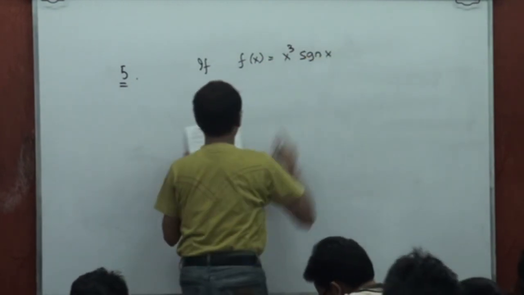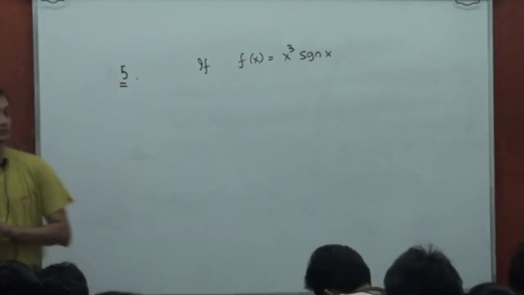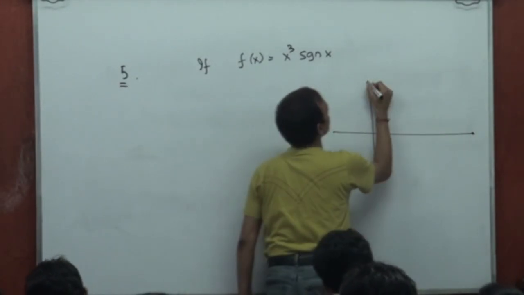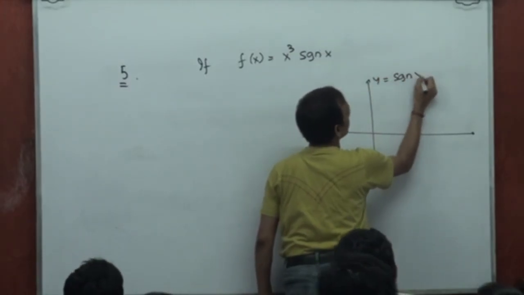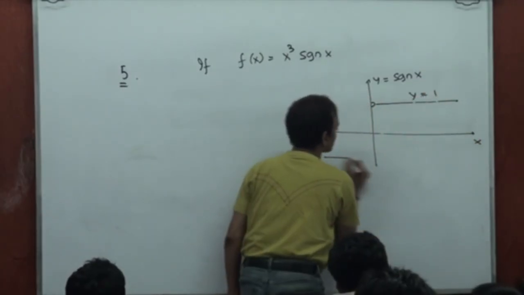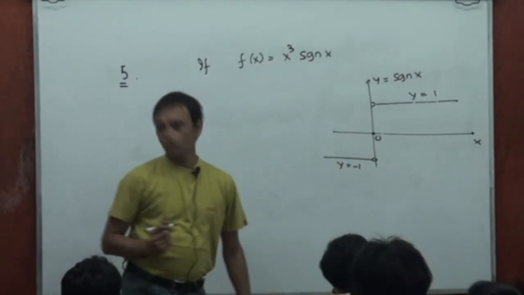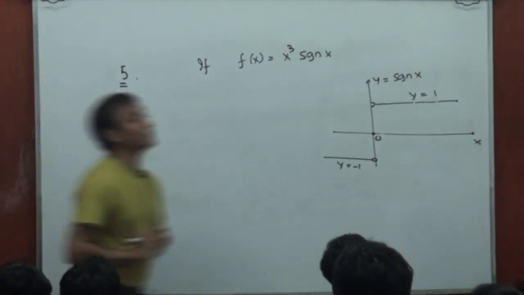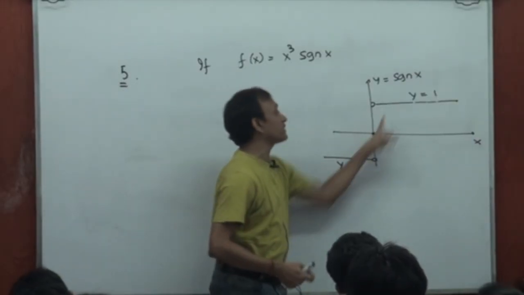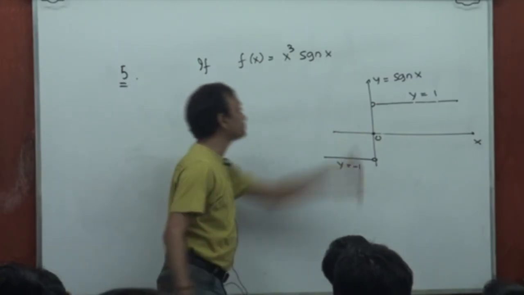Consider x cube signum x, and we want to check on its derivative at x equal to 0. Signum x, I repeat, was the following function. For x greater than 0, signum x was plus 1. For x less than 0, signum x was minus 1. For x equal to 0, it was 0. Obviously, it was discontinuous at x equal to 0 and the nature of discontinuity was irremovable. Left hand limit is minus 1, right hand limit is plus 1. The value at x equal to 0 is again a third number, 0.